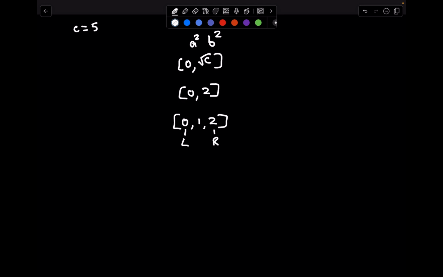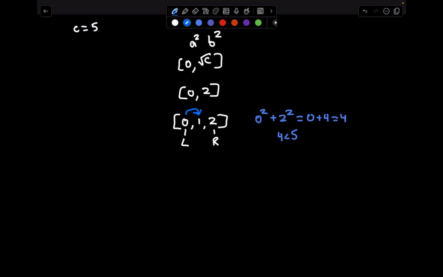So currently we have 0 squared plus 2 squared, which is equal to 0 plus 4, which is equal to 4. Now, obviously, 4 is less than 5, which is what we want. So the goal is to look for larger values. We can do this by moving the left pointer to the right by 1, from 0 to 1, because the values on the right are greater. If the values are too big, we move the right pointer to the left by 1. We keep doing this until we find the solution.